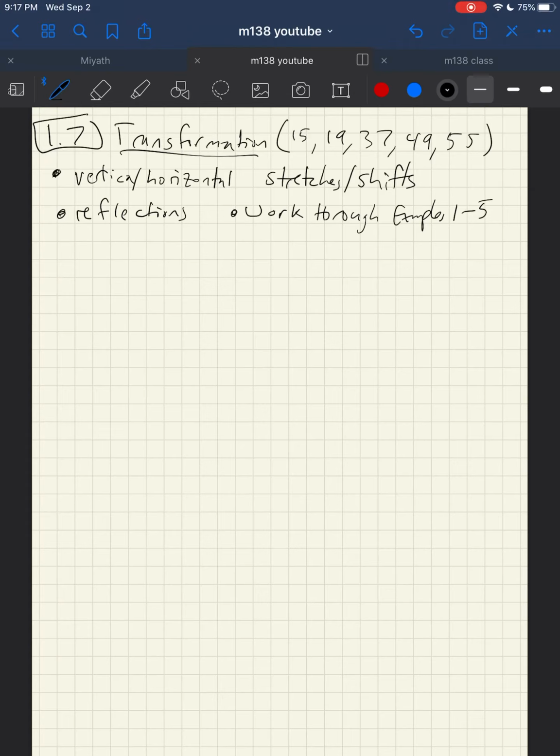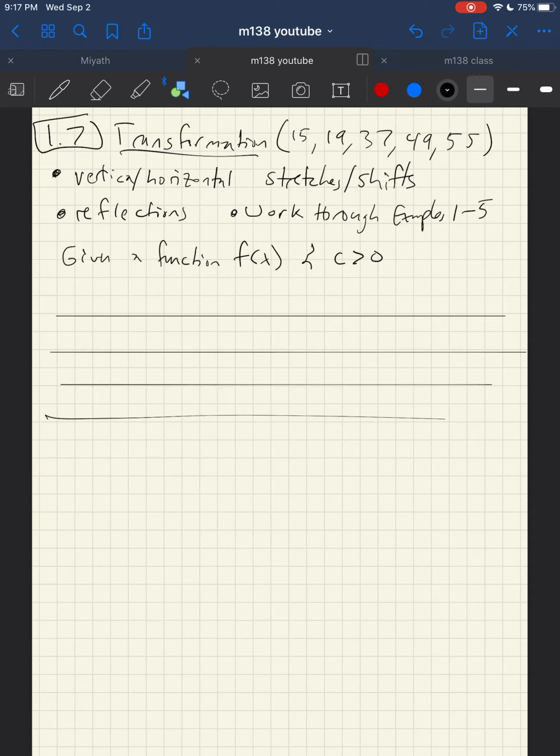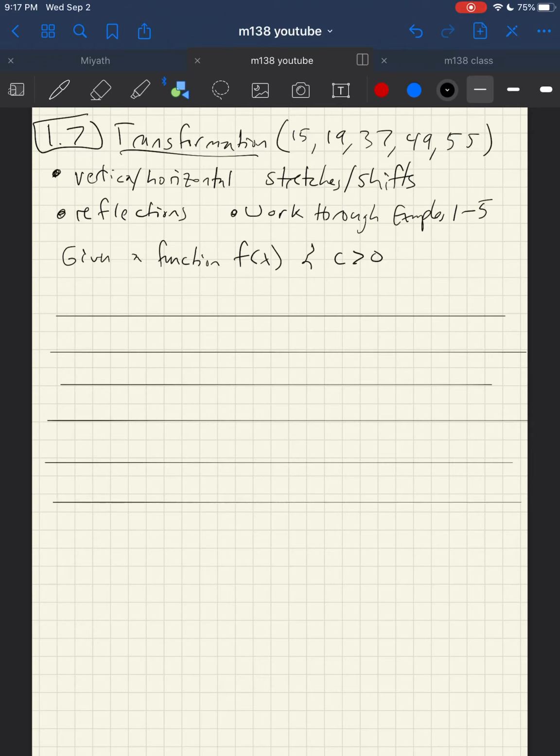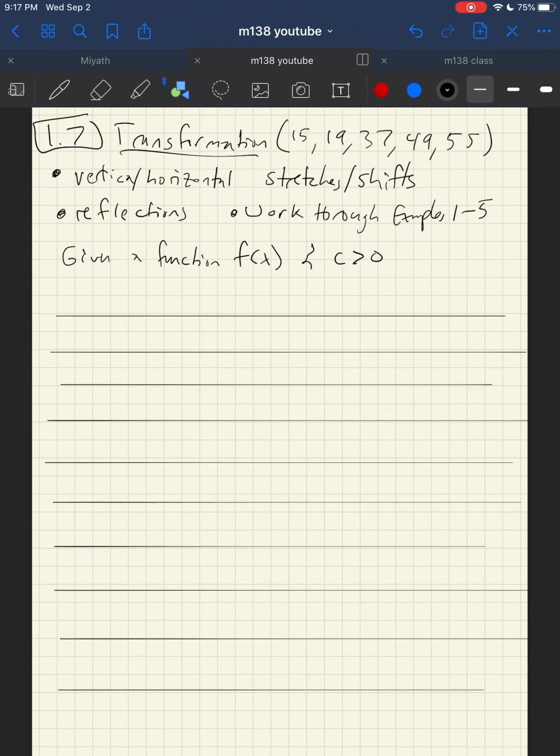So we're going to say given a function, let's call it f of x, and a positive constant c, we're going to try to list off 10 things here. 1, 2, 3, 4, 5, 6, 7, 8, 9, and 10. All right, cool. That kind of worked. So here's the effect on the graph of f, and here's the transformation on the function.